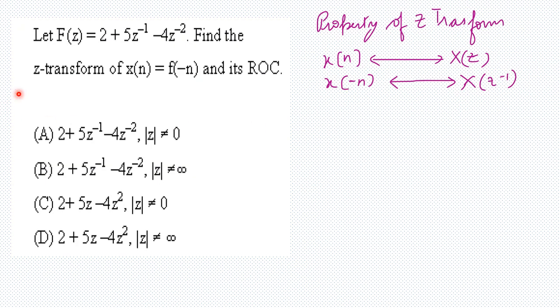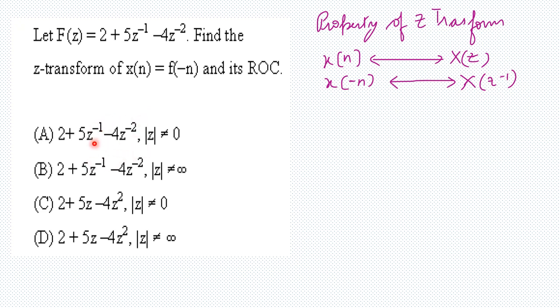Today we'll be solving a question related to Z transform and how to find the ROC. So the question is, let f of z equal 2 plus 5z inverse minus 4z power minus 2. Find the Z transform of x of n equals f of minus n and its ROC. The options are given, and we need to find the Z transform of f of minus n and its ROC.